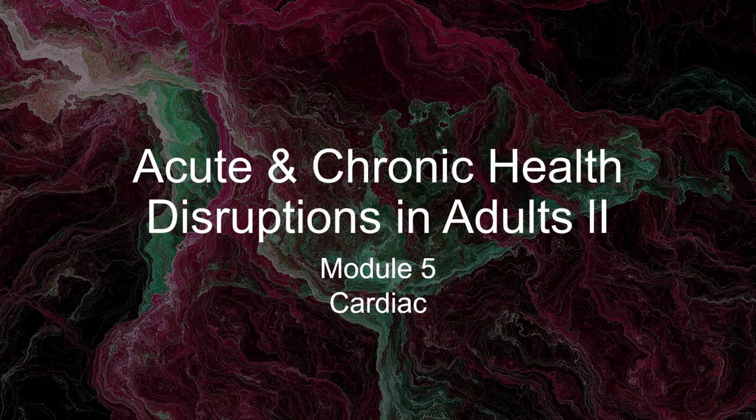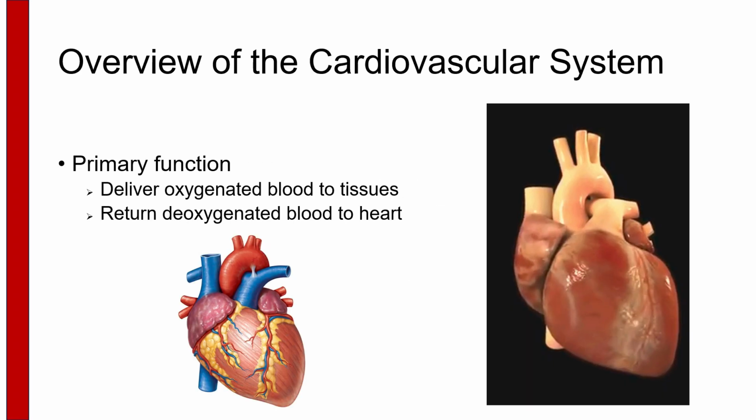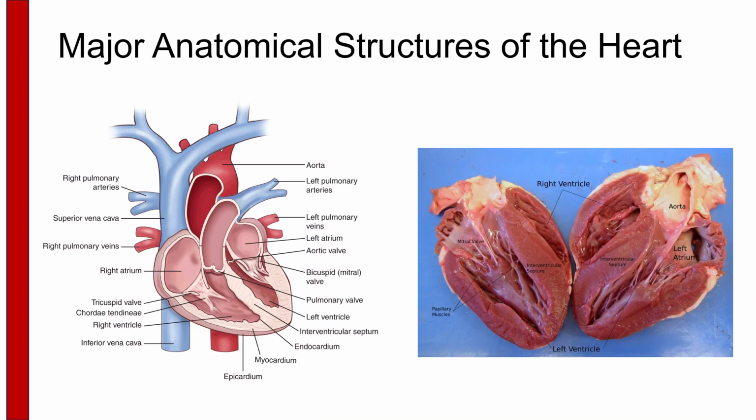Module 5, Cardiac. This recording will cover Chapter 28, Assessment of Cardiovascular Function. We start with an overview of the cardiovascular system. The primary function of our heart and vessels is to deliver oxygenated blood to tissues and to return deoxygenated blood back to the heart. Next, we have a picture of the major anatomical structures of the heart.